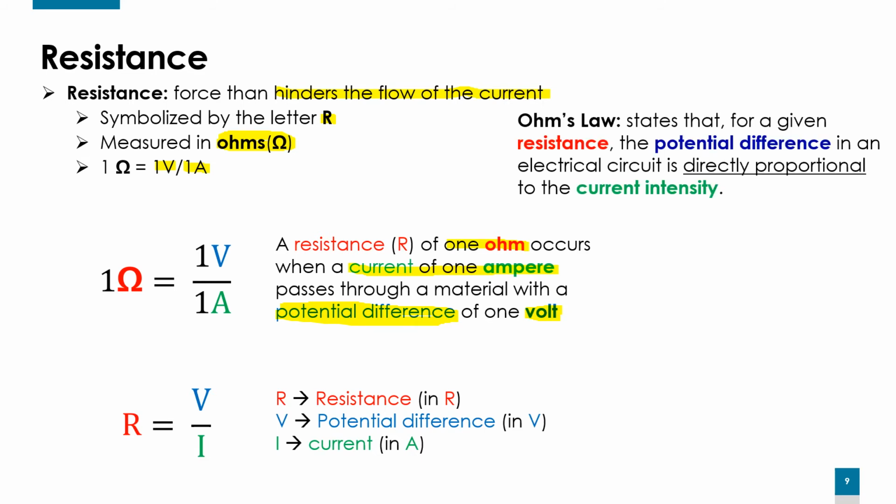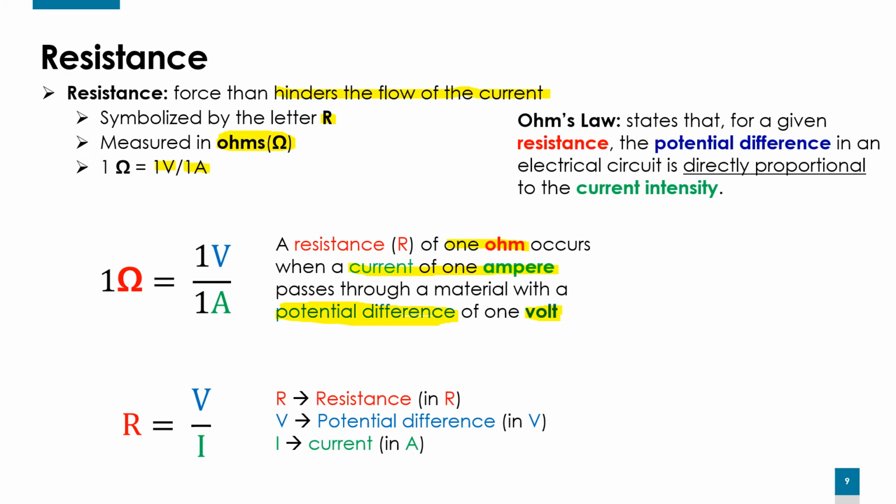This was established by Ohm, and it's known as Ohm's law, which states that for a given resistance, the potential difference in an electrical circuit is directly proportional to the current intensity. So what does that mean? If I increase my potential difference, if I increase my voltage, I also increase my current intensity. So they are directly proportional. If I put more voltage, I have more current.